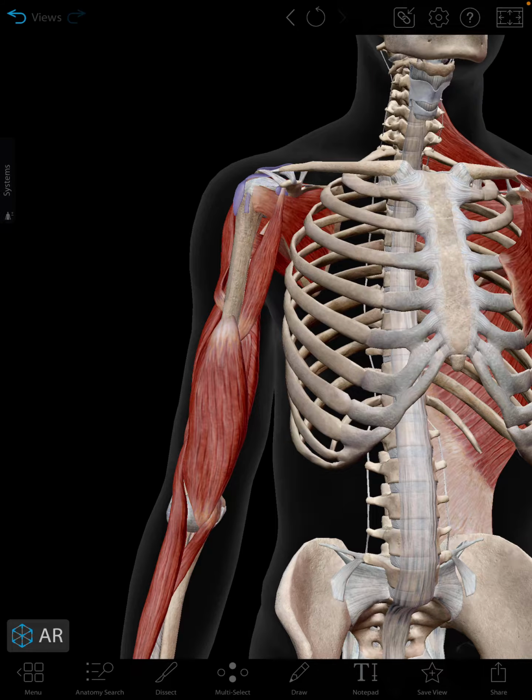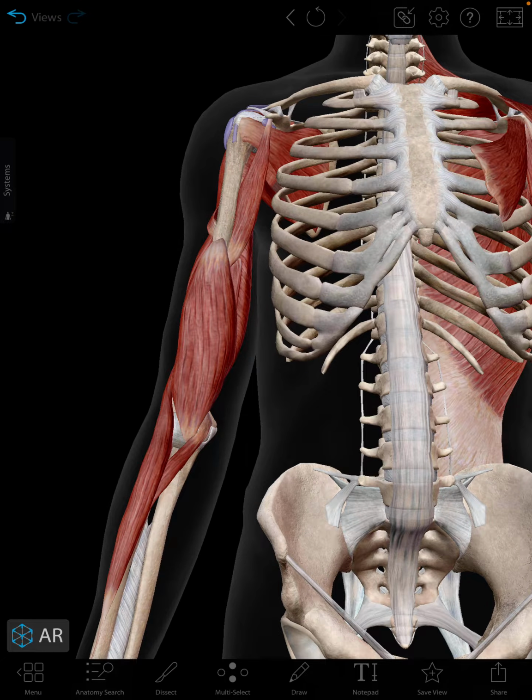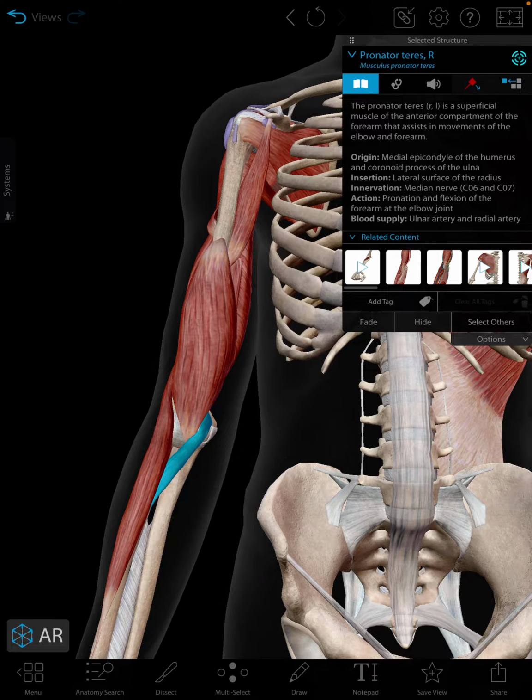All right. Okay, if we continue inferiorly, we have this small muscle right here known as the pronator teres. So if we look at this one right here, this is known as the pronator teres. Now, based on the name of this muscle, what do you think it does?